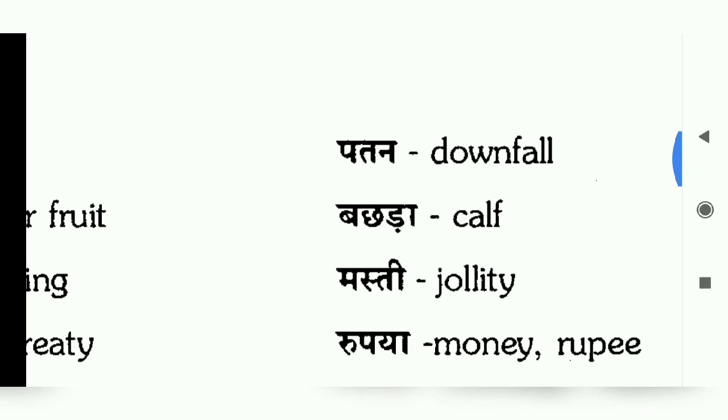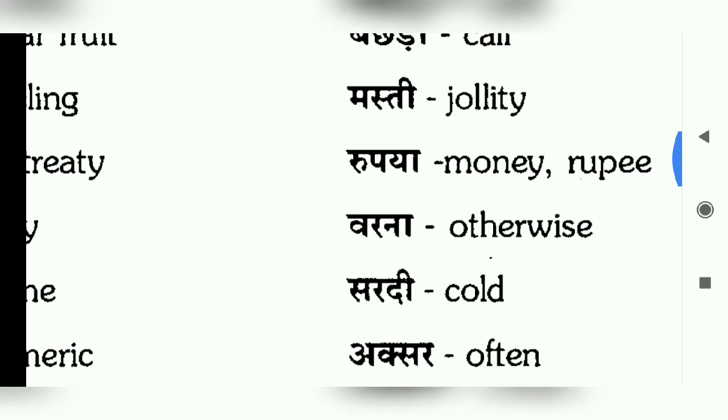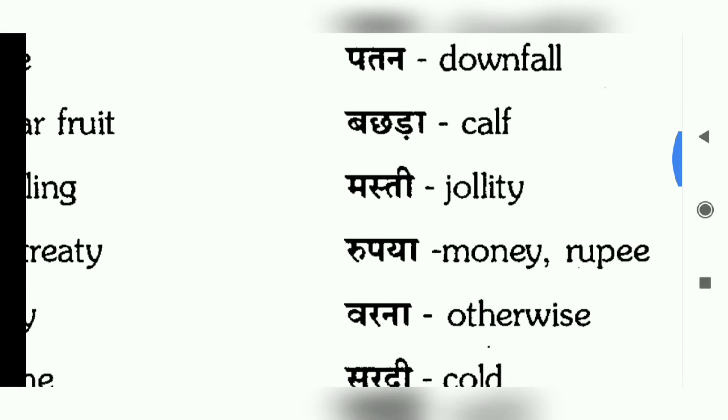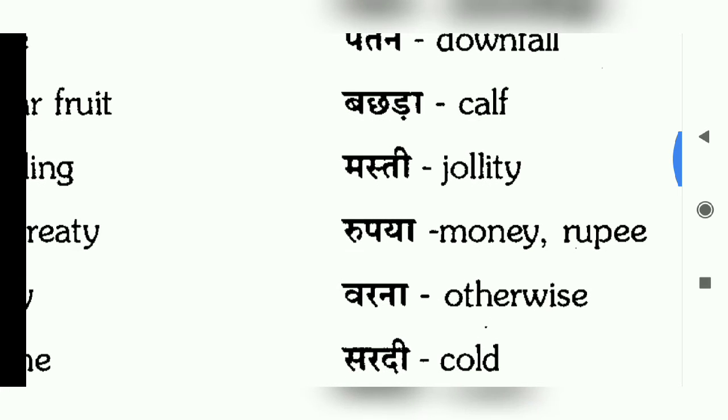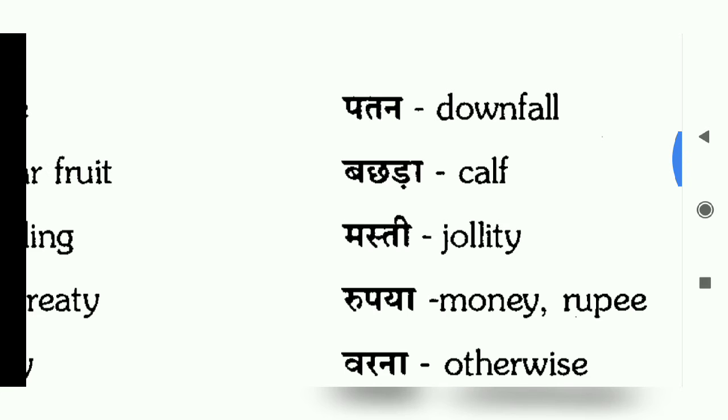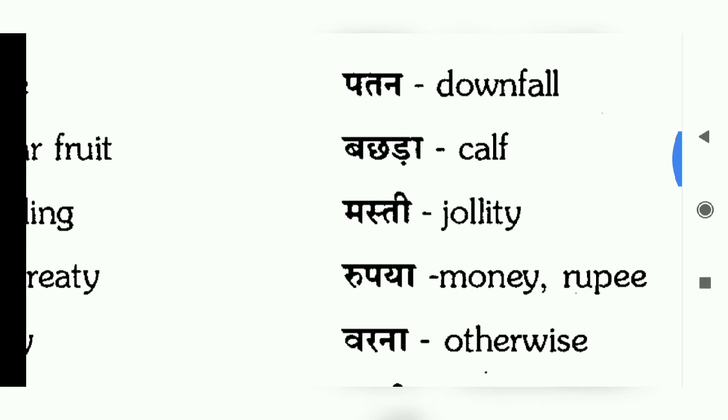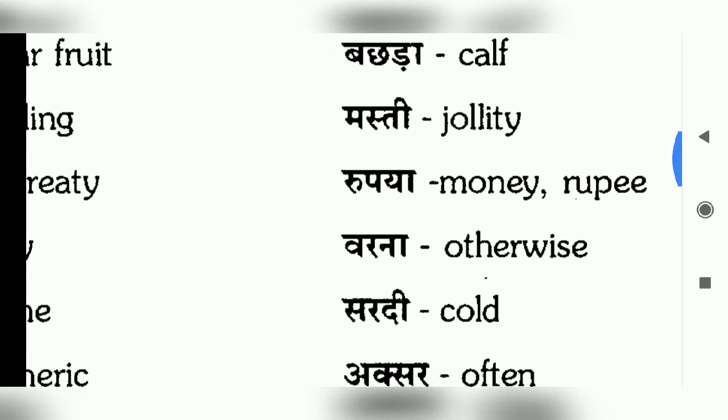And then next, I'm just selecting the words which are mostly used. This is a word which is mostly used, which is money, which is rupaya in Hindi. So now I'm creating a sentence for this rupaya. मेरे पास 10 रुपया है. I have 10 rupees. मेरे पास 1000 रुपया है. I have 1000 rupees. मेरे पास 100 रुपया है. I have 100 rupees. मेरे पास 500 रुपया है. I have 500 rupees. After seeing a word, you have to create a sentence on your own.